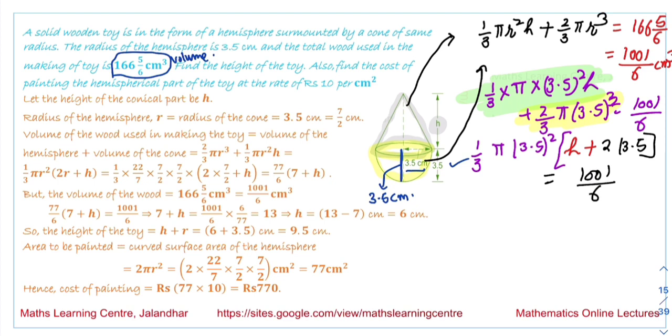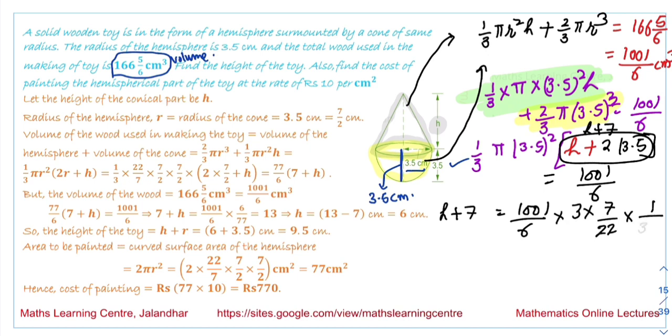On solving this, this value will become h plus 7. Now we get h plus 7 equal to 1001 by 6 into 3 into 7 by 22 into 1 by 3.5 square. When we solve these values, the answer we will get is 13.